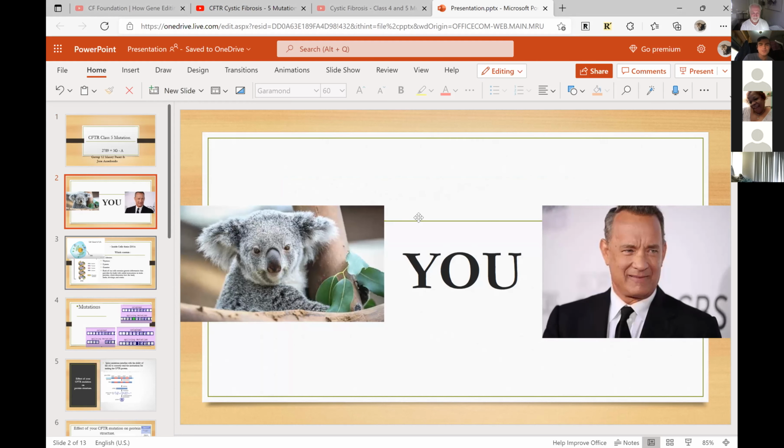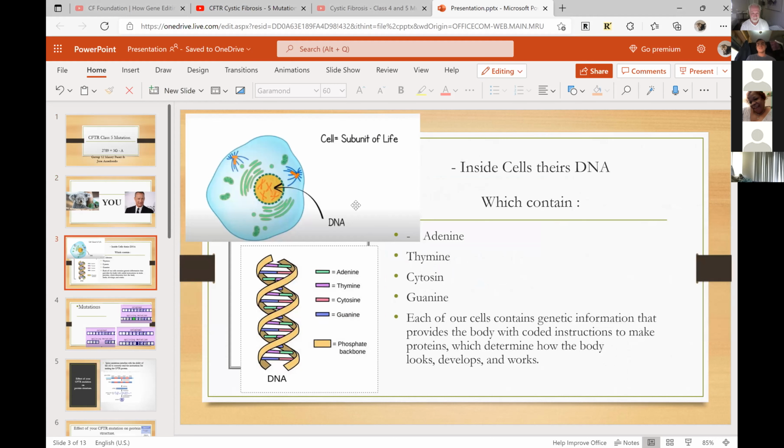In this illustration, I'm going to show you a DNA strand. The DNA includes the adenine, guanine, cytosine, and thymine. Each of our cells contains genetic information that provides the body with coded instructions to make proteins, which determine how the body looks, develops, and works.